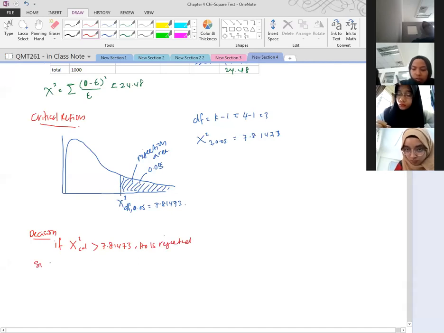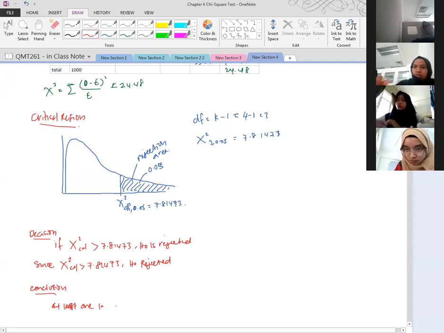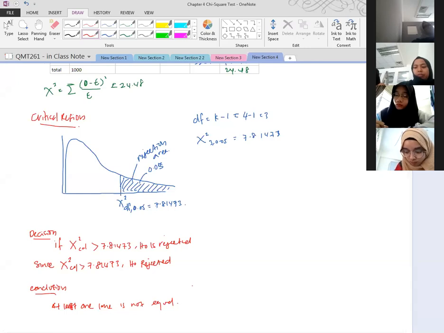So since our chi-squared calculated is more than 7.81473, we reject the null hypothesis. Then our conclusion is that at least one lane is not equal, right? Or we can say that the data presents sufficient evidence to indicate that some lanes are preferred over others, right? So that is our conclusion.